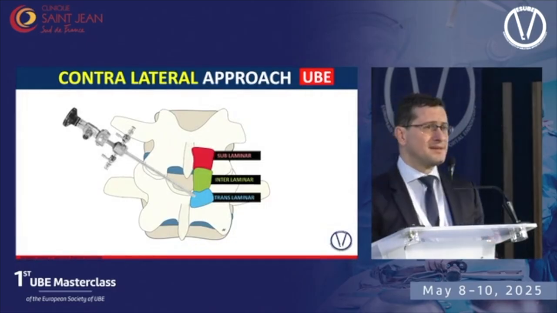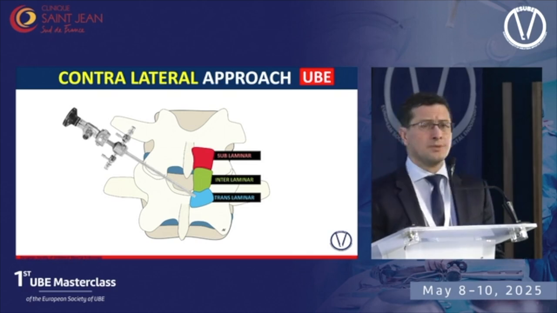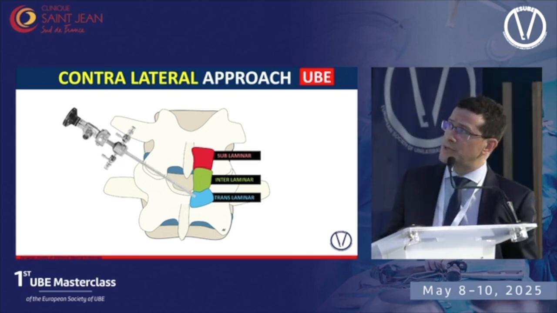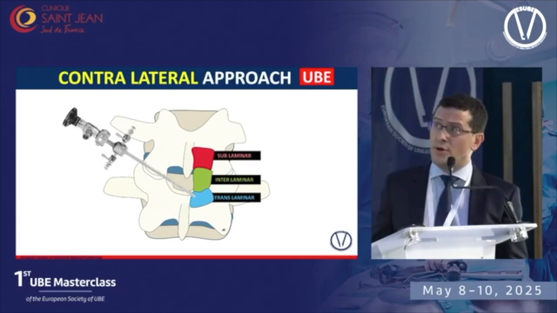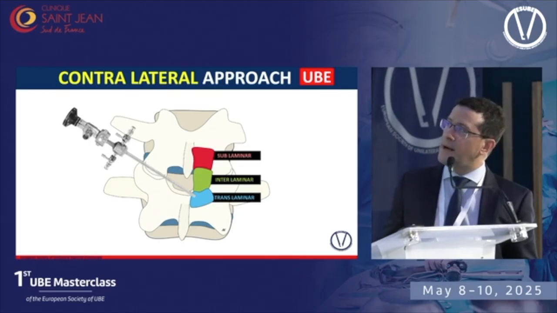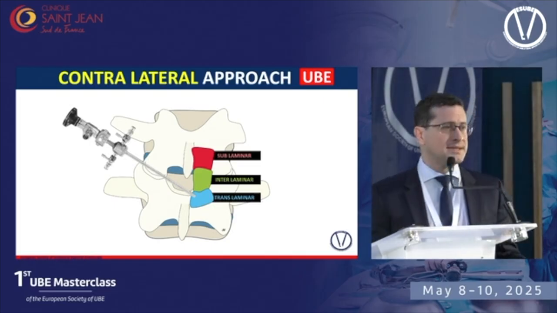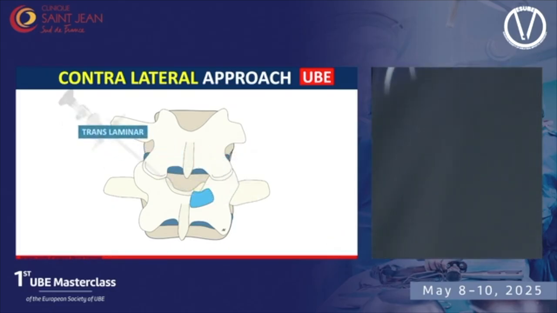So the third step is the translaminar approach. This is very uncommon to do because the translaminar approach is to decompress the lower problems, the adjacent levels. So we are going to do a translaminar approach when the patient has two different pathologies, a lumbar disc herniation in the upper part and a problem or downward migrated fragment from the adjacent lower level. So a translaminar approach has two different issues.